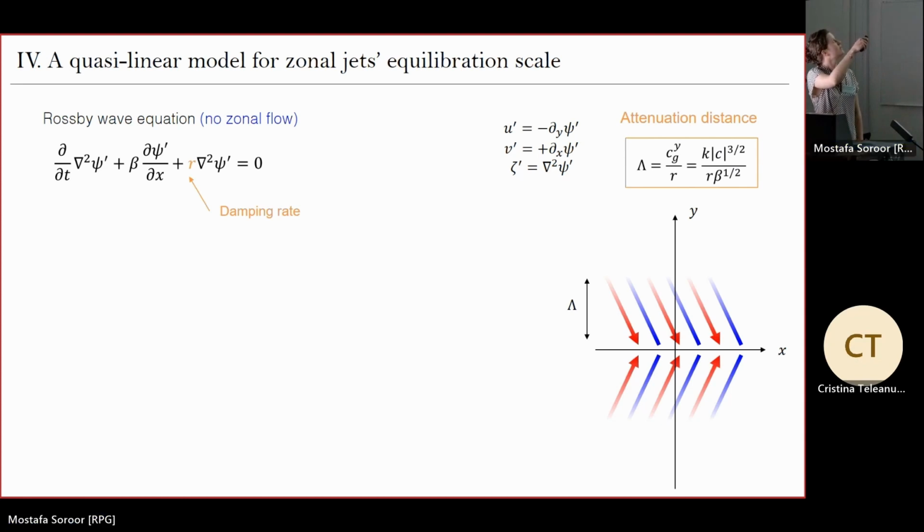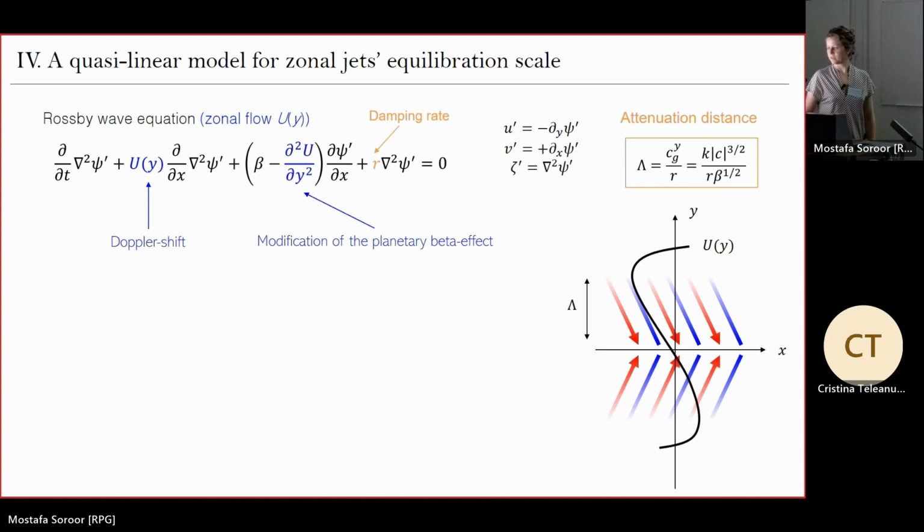zonal flow. I have a damping rate R, and I can define an attenuation distance, lambda, which is the marginal group velocity of the waves divided by this damping rate. So my waves are dissipated over a typical distance, lambda. And finally, I'm adding a zonal flow, U.